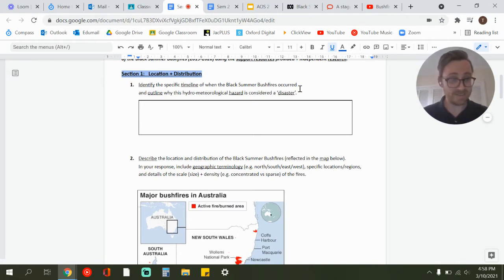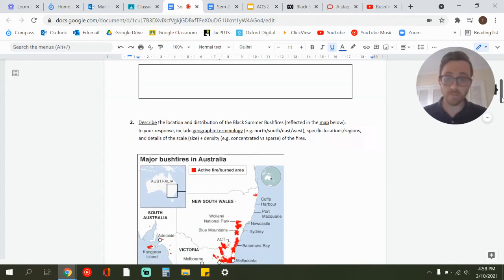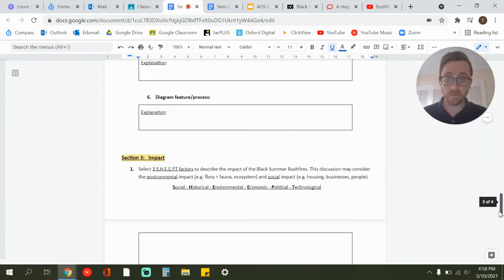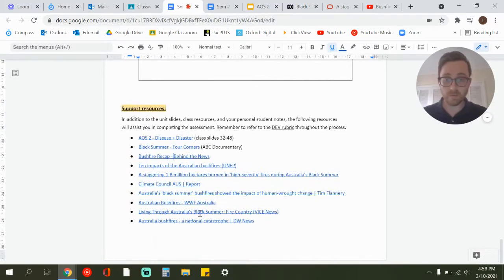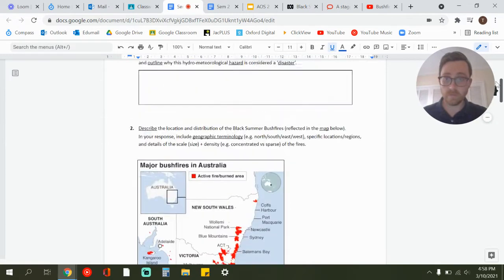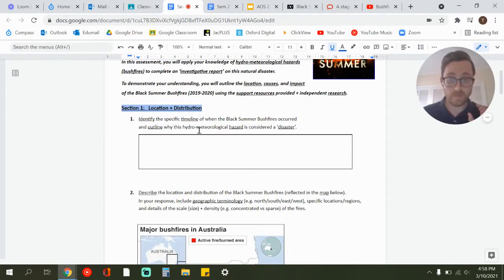Anyway, section 1 is looking at location and distribution. The first thing you need to do is use the research that you are completing independently, and at the bottom of this page is a nice list of support resources. Using this information and any independent research that you do, you can use the class slides, you can use your own personal notes. Using all that information, what you need to do in question 1 is identify the specific timeline, so the start and end of the Black Summer bushfires. Don't just say 2019, 2020. That's not going to get you any marks.